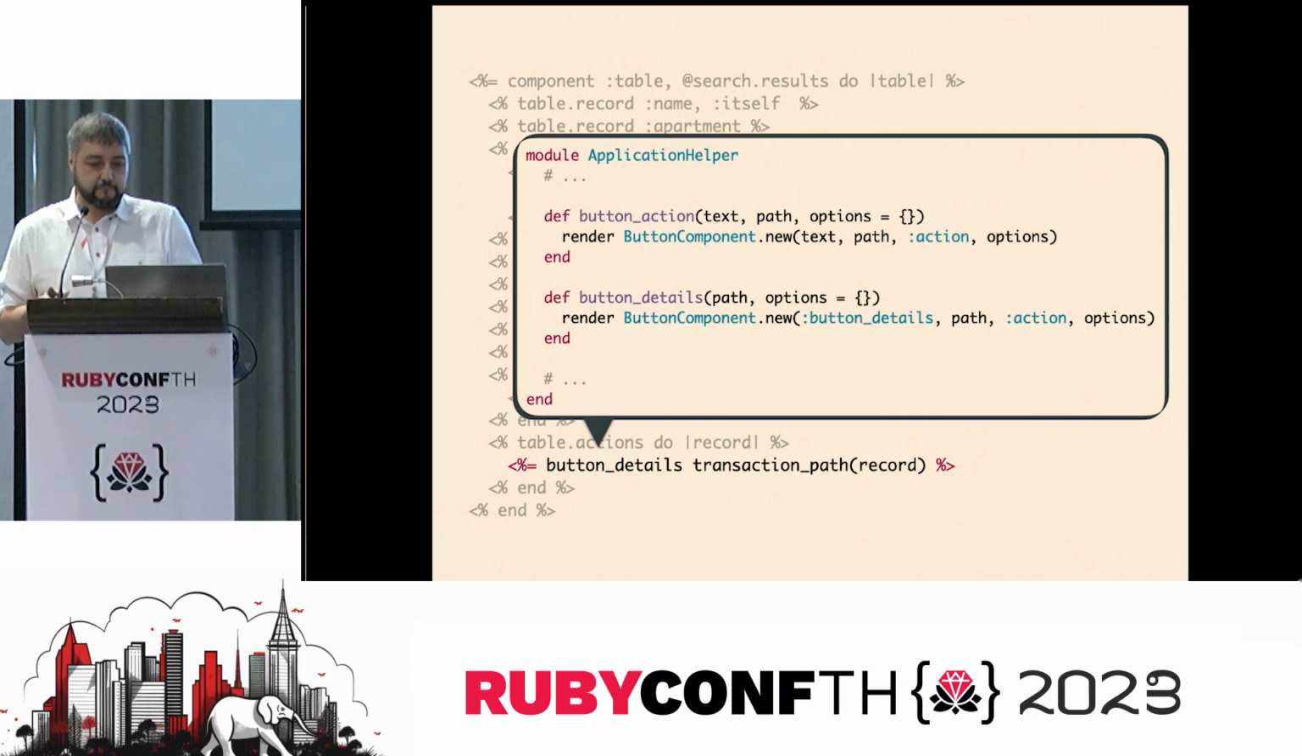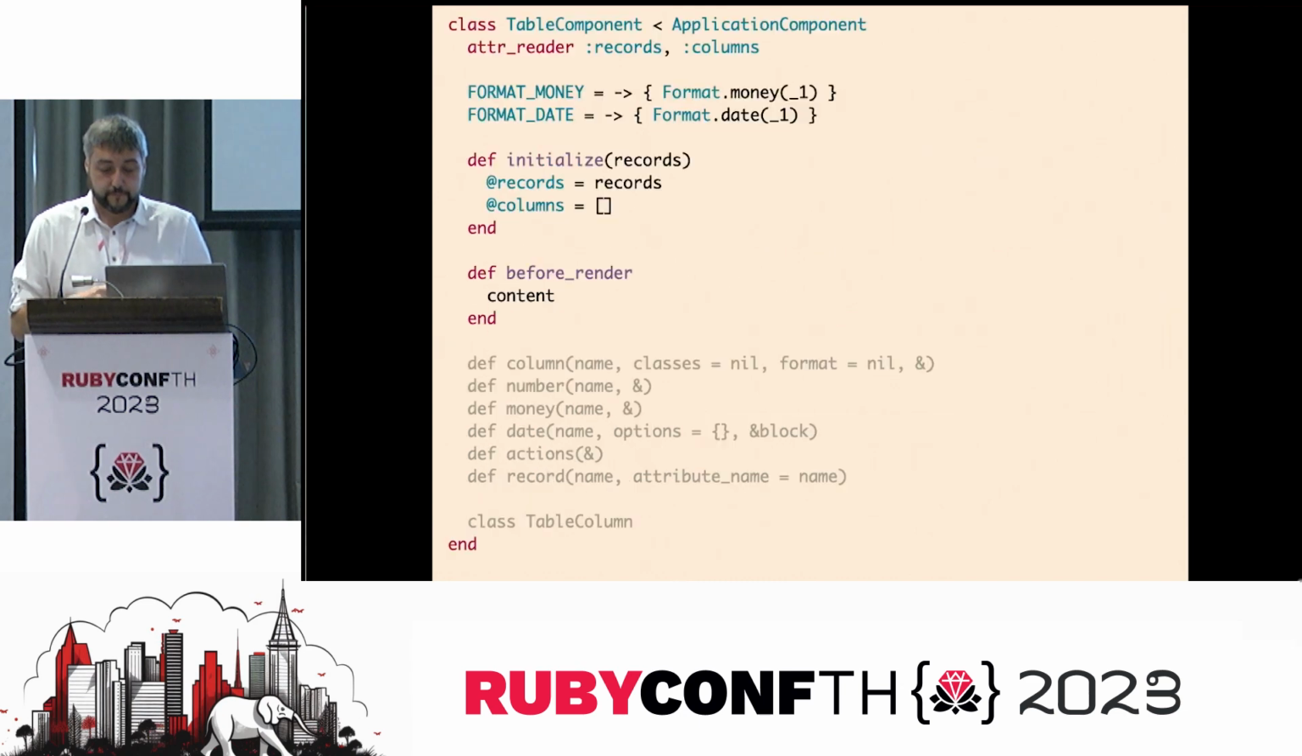I still have I think 10 or 15 helpers, and they're all in the same application helper. But again, they are very simple. They're just one-liners, just a shortcut. So the table component itself, again, is not very complex. It has two arrays. One, the records that are being received. The other is the columns. I have formatters, which are 2 lambdas, which are formatting money and formatting date.